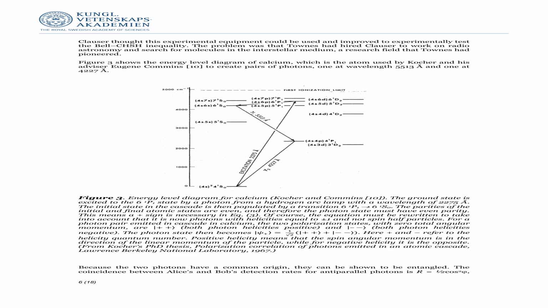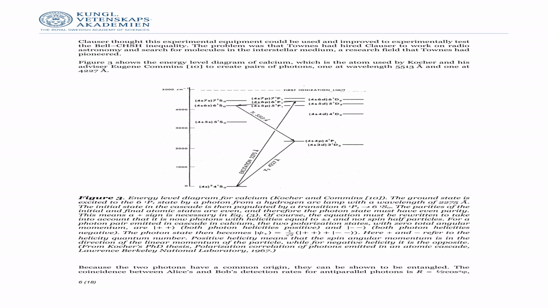Figure 3 shows the energy level diagram of calcium, which is the atom used by Kocher and his advisor Eugene Commins, 10, to create pairs of photons, one at wavelength 5513 angstrom and one at 4227 angstrom. Energy level diagram for calcium, Kocher and Commins, 10. The ground state is excited to the 6 1P1 state by a photon from a hydrogen arc lamp with a wavelength of 2275 angstrom. The initial state in the cascade is then populated by a transition 6 1P1 to 6 1S0.